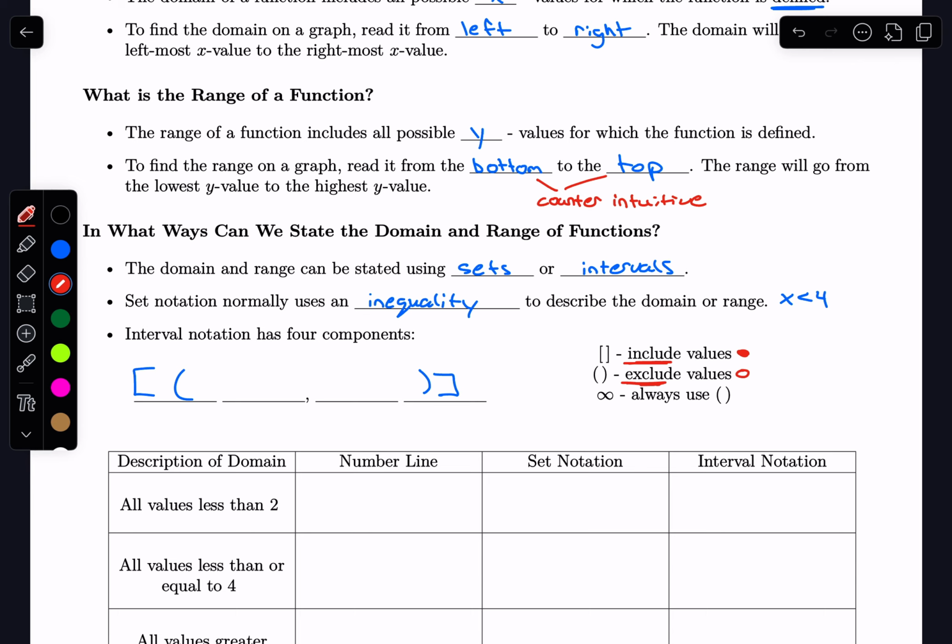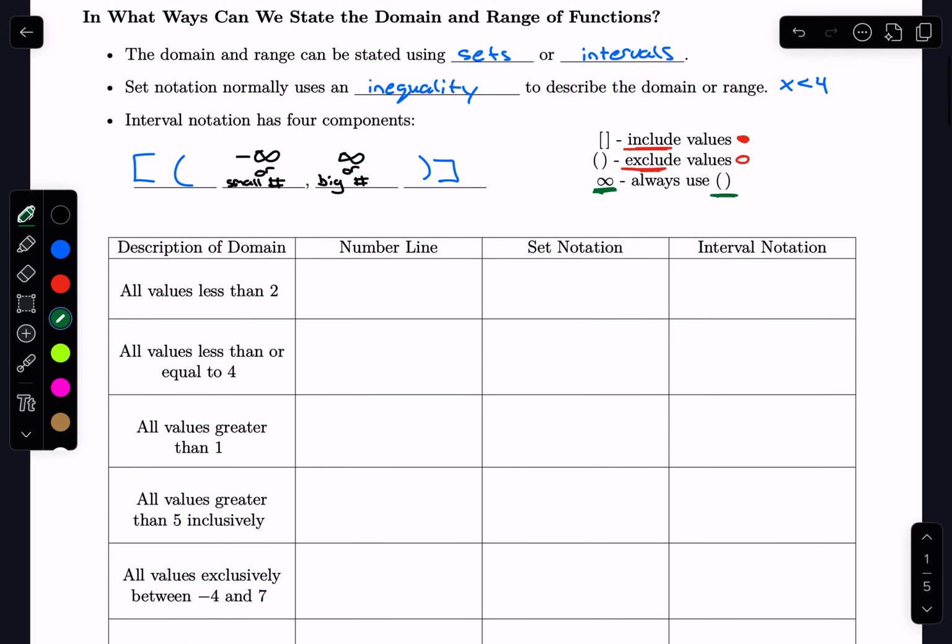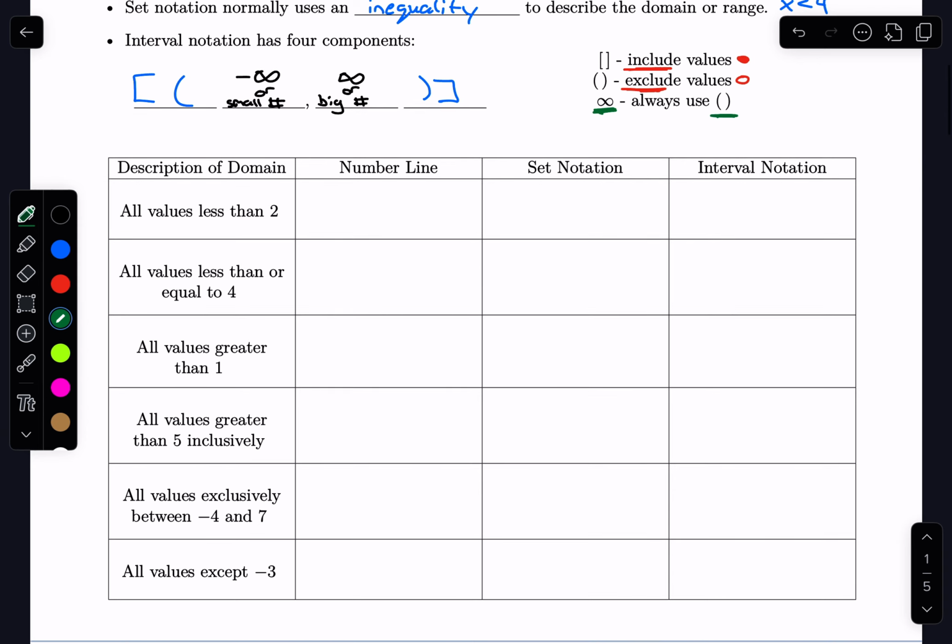All right, we're going to see a whole bunch of examples right now, so I won't bother explaining too much right here. One other note, though, is that if it is an infinity symbol that you're using, it will always be parentheses because we don't include infinity. Because infinity is not actually a number, it's more of a concept, just to represent that it goes on forever in that direction. All right, so let's see a bunch of different ways we can write this down.